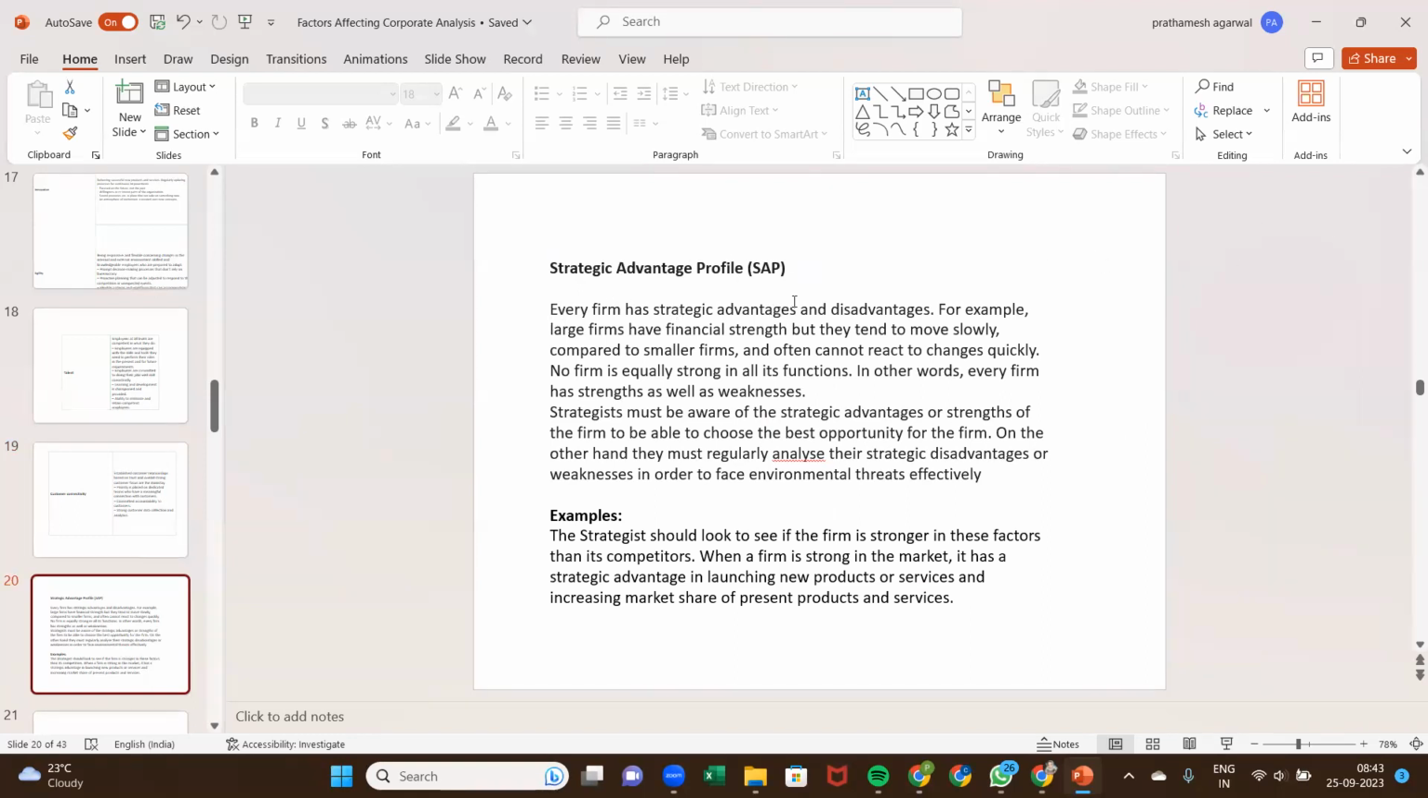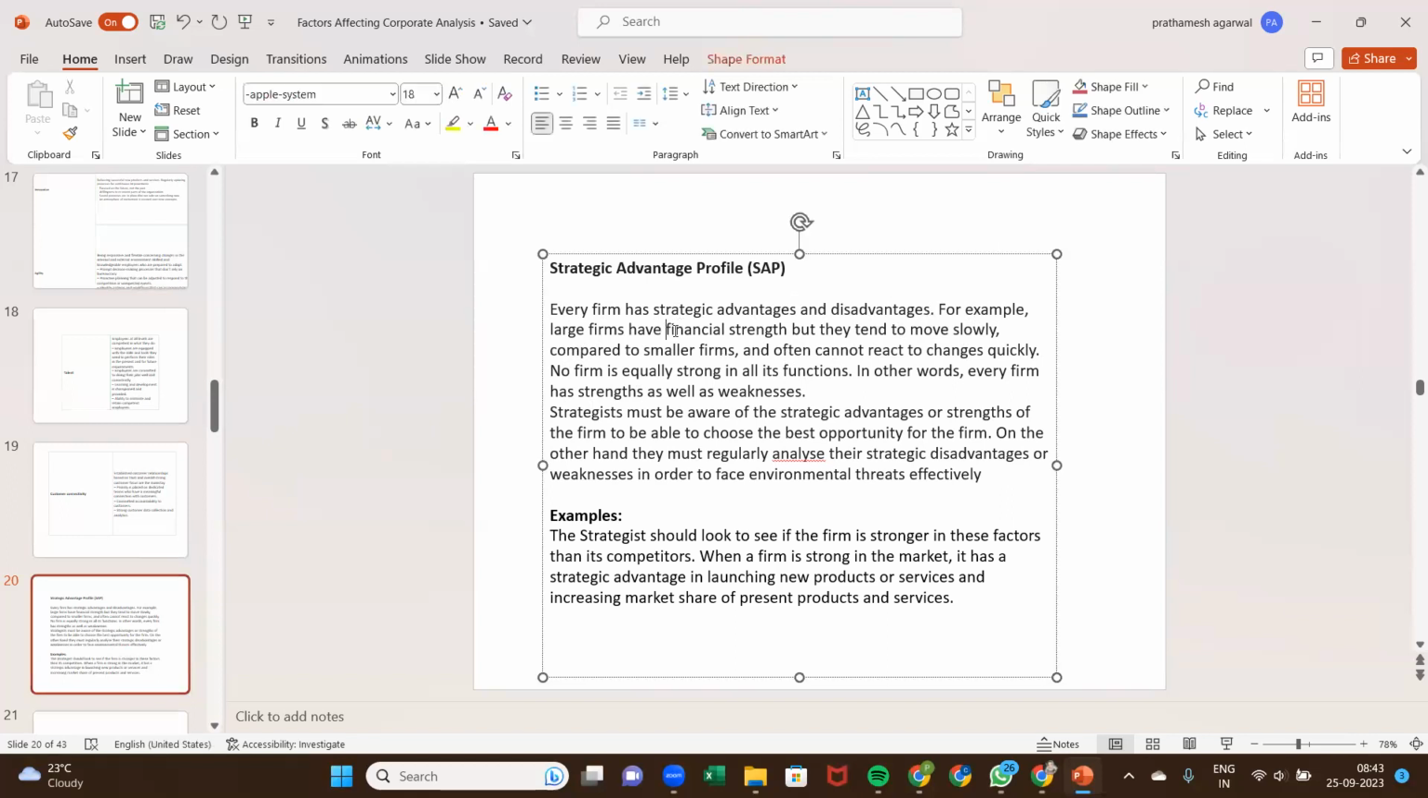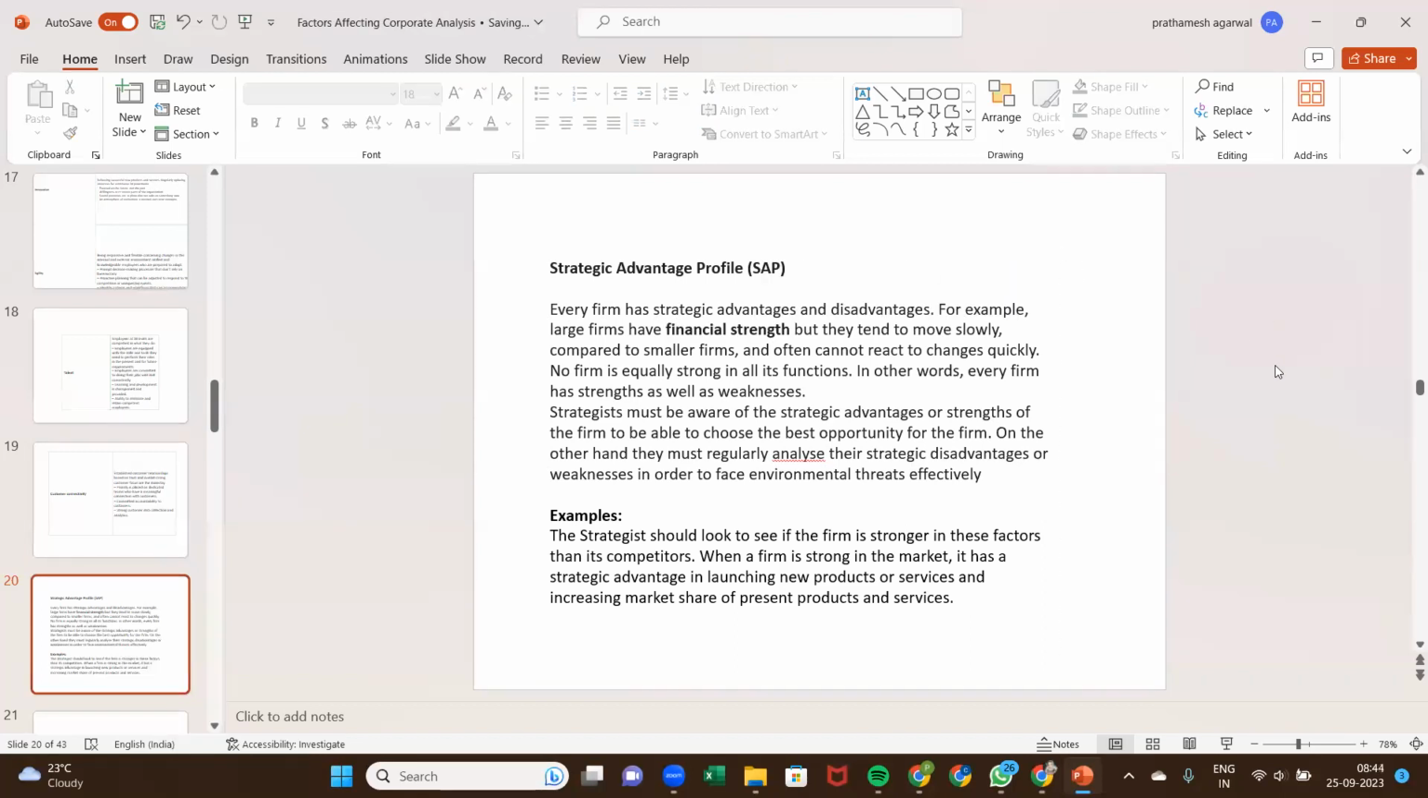Every firm has strategic advantages and disadvantages. For example, large firms have financial strength, but they tend to move slowly compared to smaller firms and often cannot react to changes quickly.